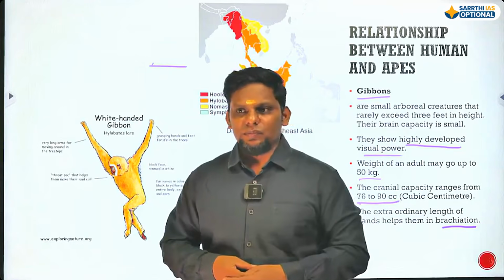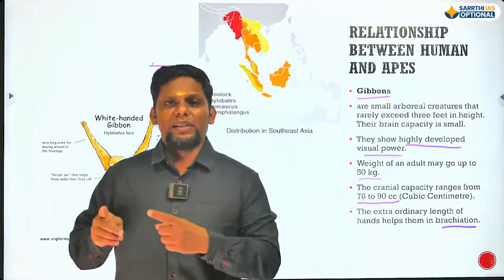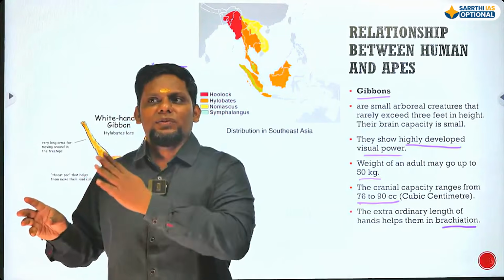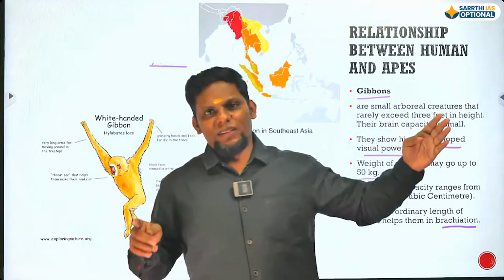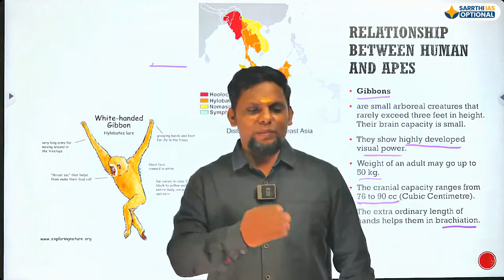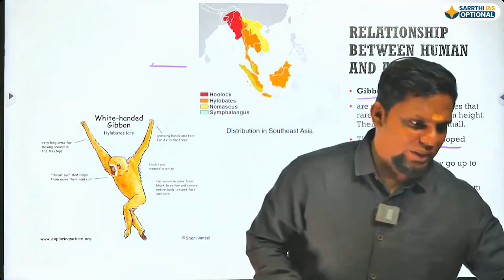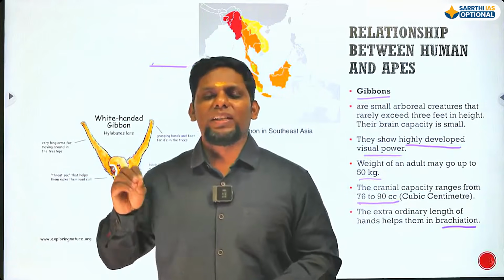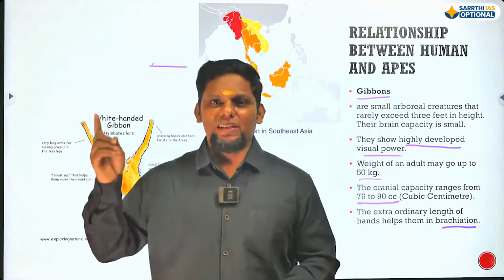Now, if I ask you this particular question: are gibbons in our direct evolutionary line? Are we descendants of the gibbons? We have descended from the gibbons, true or false? Let's see how many trues and how many falses. I'll repeat the question again. Are gibbons in our direct evolutionary line? Are we descendants of gibbons?